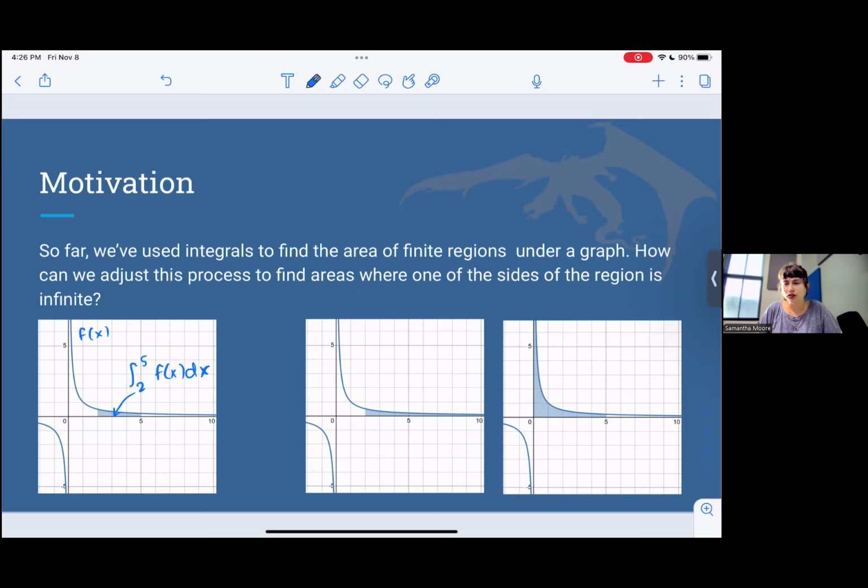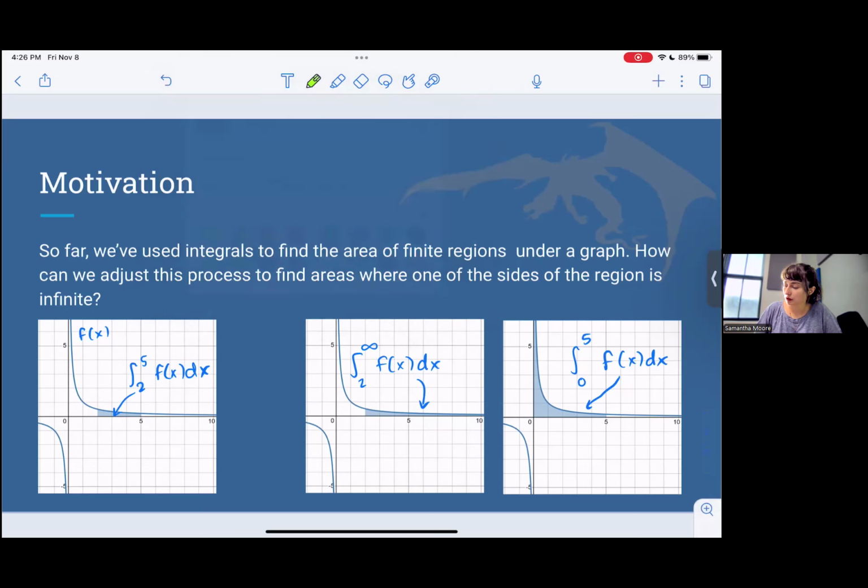So if I use our same integral notation, it looks like I'm trying to do the integral from 2 to infinity of f of x dx here, and the integral from 0 to 5 of f of x dx here. So that's the notation that we want for our areas, but we just don't know quite how to handle these pictures yet because we've got some sort of infinity going on in the picture.